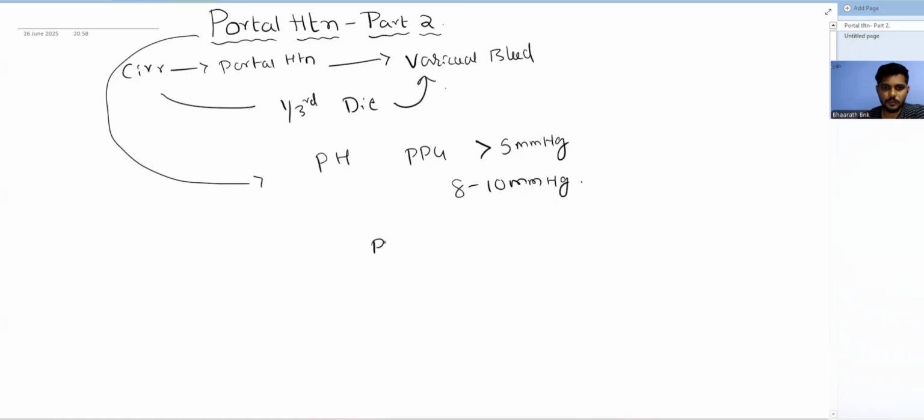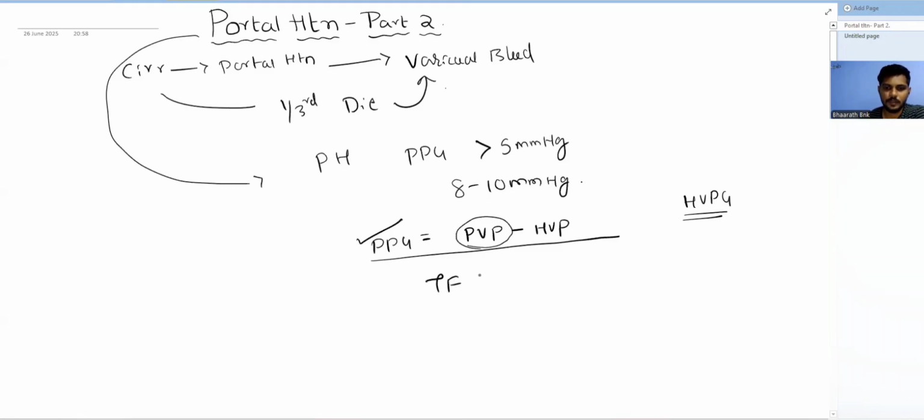Now, as I also told you, the portal pressure gradient is the difference between the portal venous pressure and the hepatic venous pressure. There is no way where we can put a catheter into the portal vein and measure the portal venous pressure. So we indirectly measure this by using the hepatic venous pressure gradient. Right? I told you that the best way to measure this is transfemoral hepatic venous catheterization using a balloon tip catheter. So this is the best method to estimate the portal venous pressure.